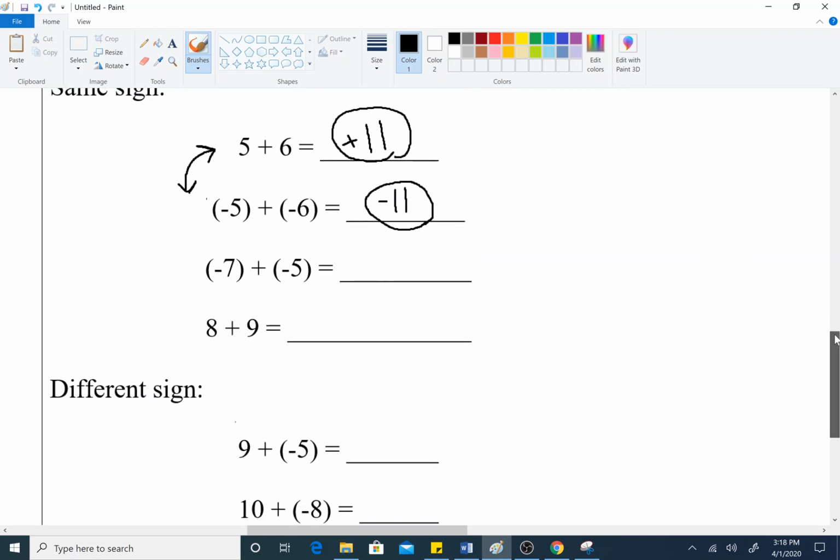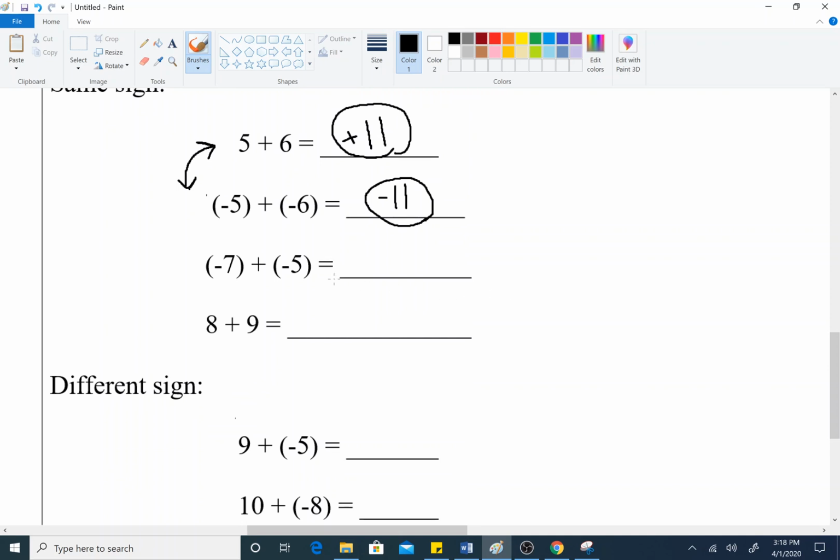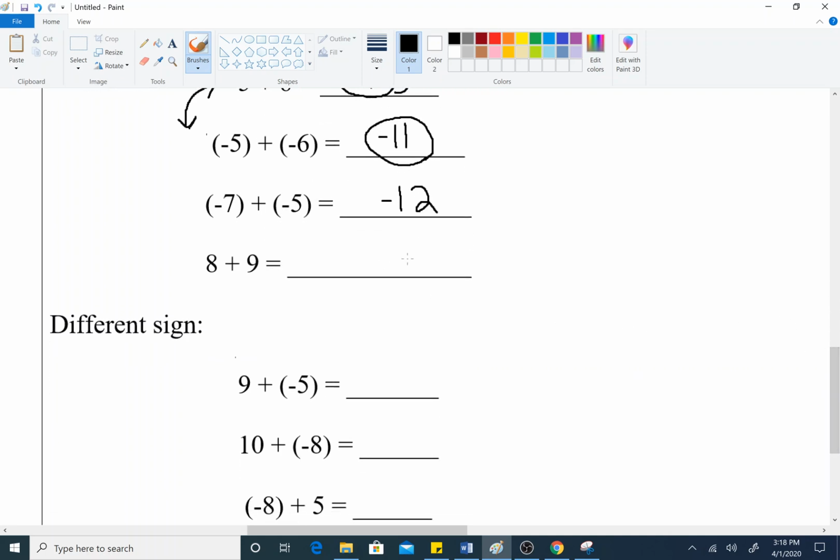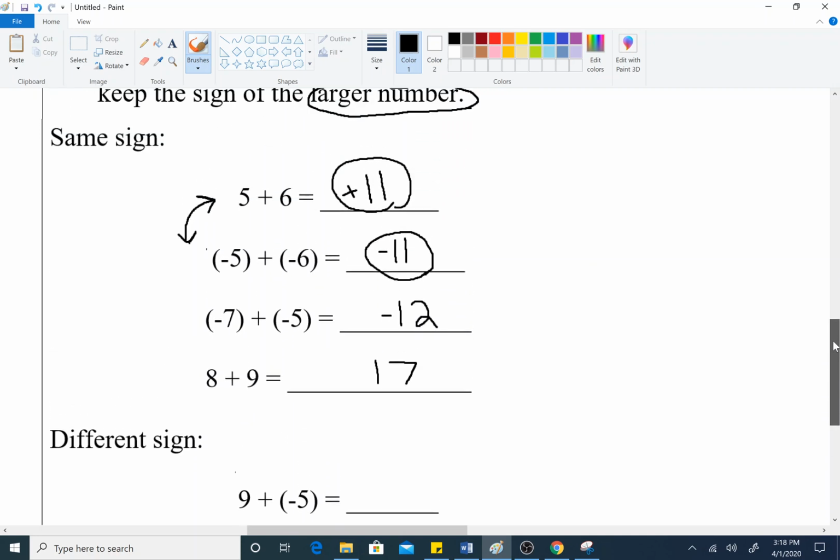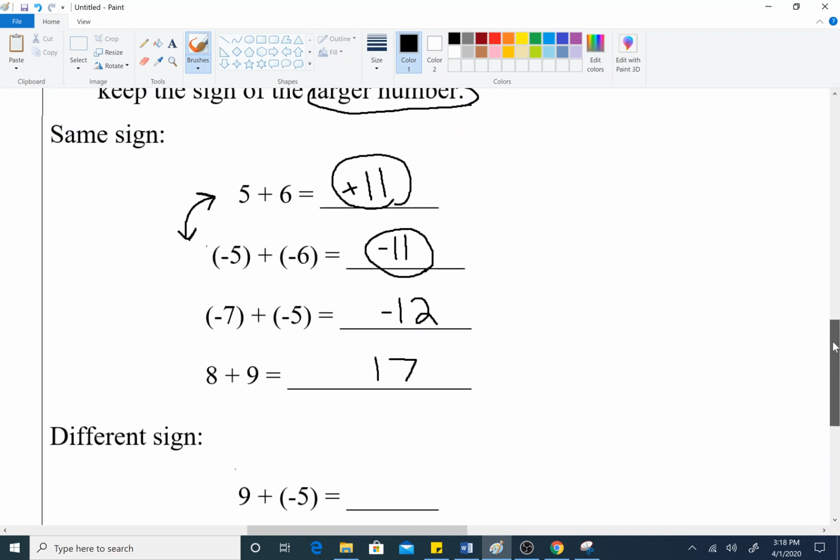Let's look at another one. Negative 7 plus negative 5. 5 plus 7, I add the numbers, 12. Keep my negative sign, I keep the sign with it, negative 12. Lastly, 8 plus 9. You could do this one in your head, I hope. You haven't been in school that long. 17. Now, that's the ones with same sign. Same sign, add, keep the sign with it.